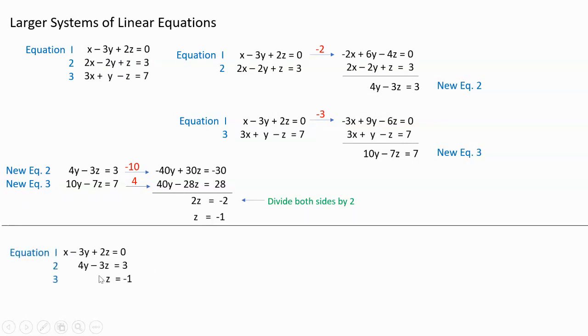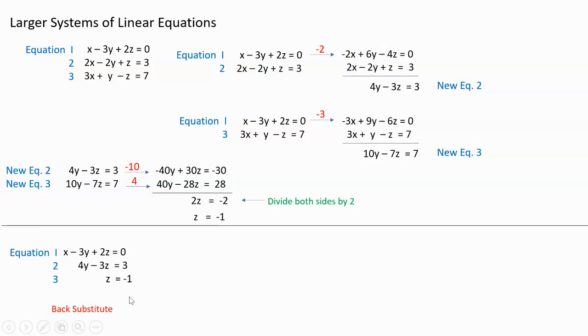You see, guys, this is what we had on the previous slide, right? We always try to keep the first equation. For equation number 2, I can use the new equation 2 or the new equation 3. But I believe the new equation 2 is easier because those numbers are smaller. That's why I chose that one. But if you would have chosen 10y minus 7z equals 7, you still get the same solutions.